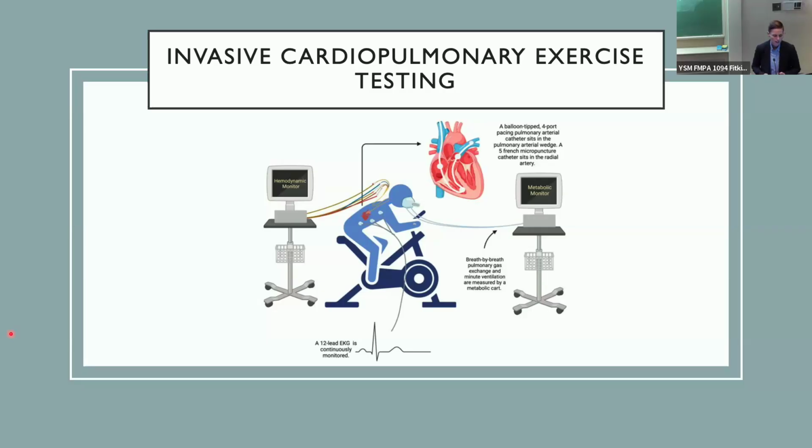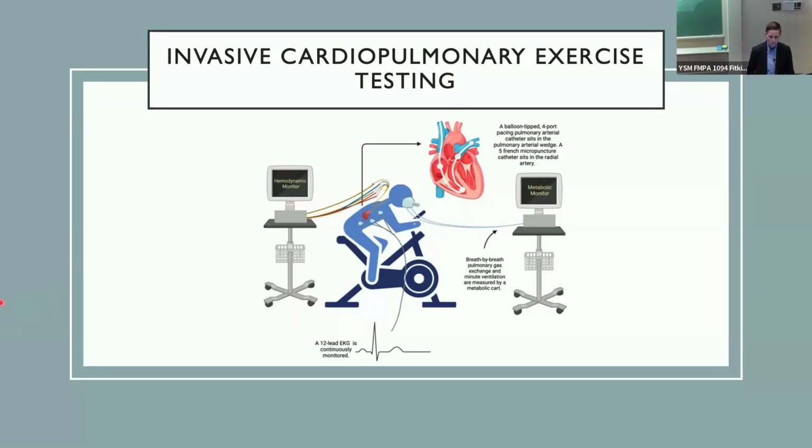Exercise for the purpose of this test should really be dynamic because resistive or static exercises like weightlifting or hand grip exercises are not really associated with the increases in cardiac output that produce a meaningful range of pressure flow relationships. Each minute during the test, multiple data points are collected, including a direct Fick cardiac output, intracardiac hemodynamics, and ventilatory parameters. And with these data, resistive properties and our slopes can be calculated, as well as a distensibility coefficient.